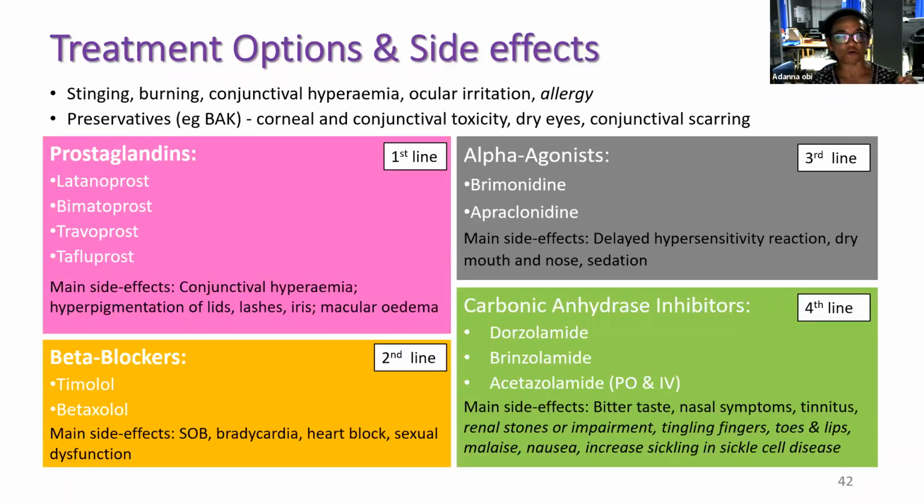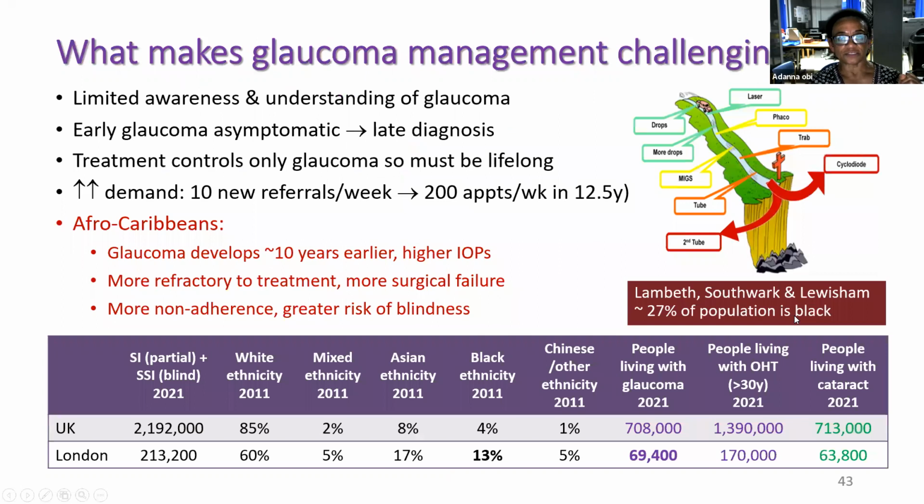There are four main classes of medical drops that we use: prostaglandins are first line, beta blockers are second line, alpha agonists are third line. I'm sorry, carbonic anhydrase inhibitors are third line, and this is our fourth line. I apologize, I'll change that. That was the wrong way around. This is actually fourth line, and this is third line. I'll leave you to read that.